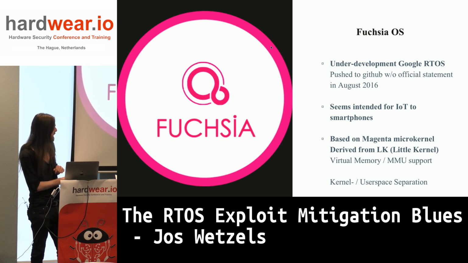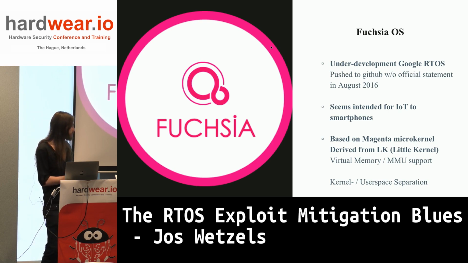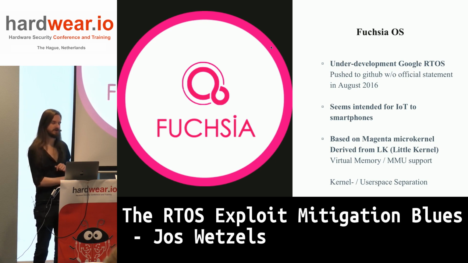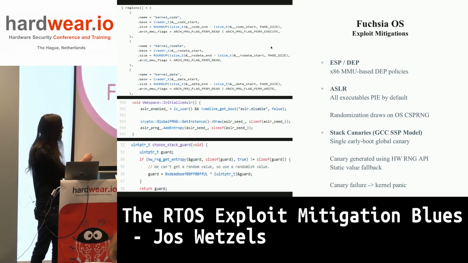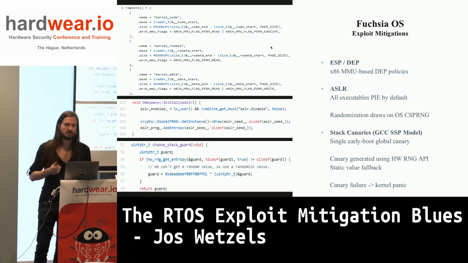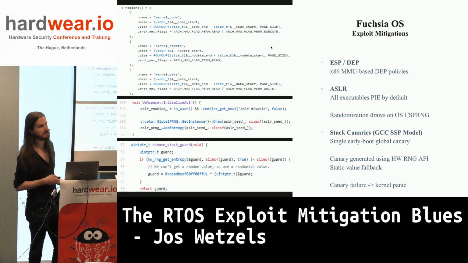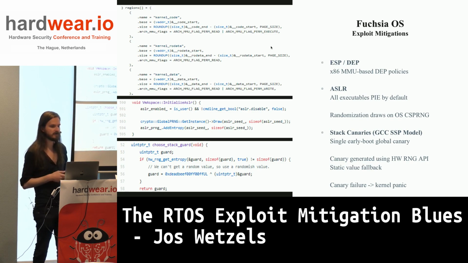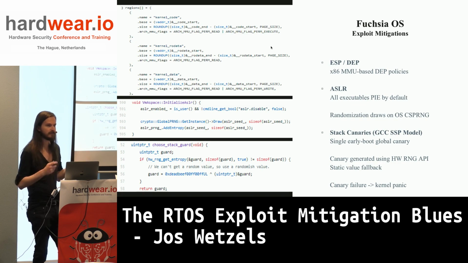It's based on the Magenta microkernel, which is derived from Little Kernel, and it has virtual memory and MMU support, as well as kernel user space separation. So I was surprised to find out that they actually supported all of the mitigations in my baseline, as the only tiny RTOS. So that's very good news. They seem to be taking this seriously for this embedded segment.